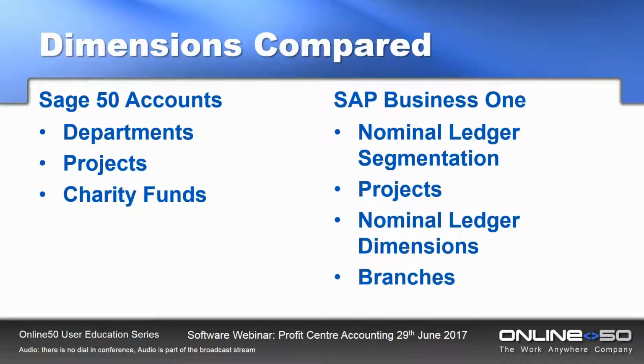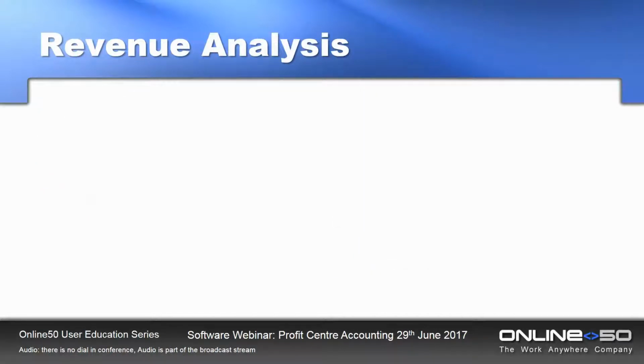Okay, so that was how to enable those features. We're going to look at how to use the information we're collecting, but I ought to say something about analysing revenue. Analysing revenue is, of course, one of the key things that we'll want to do for profit centre accounting, and often all we need to do is analyse revenue. That's all we actually really need.